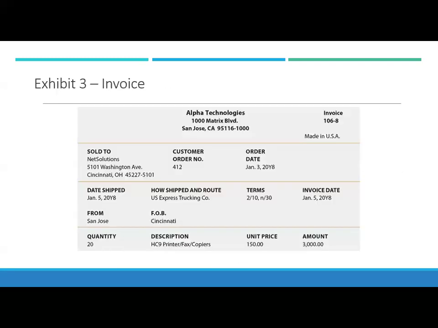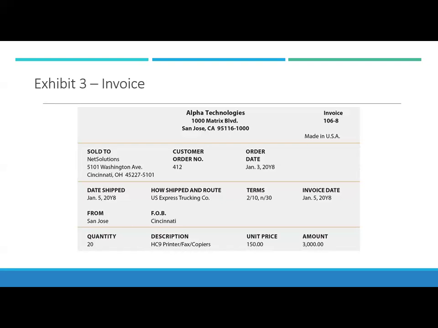And in this case, the terms were 2/10, n/30. That means they get a 2% discount if they pay within 10 days. Otherwise, they have to pay the full amount within 30 days. And then it has the amount of $3,000. It has the order date, which is January 3rd, 2028.